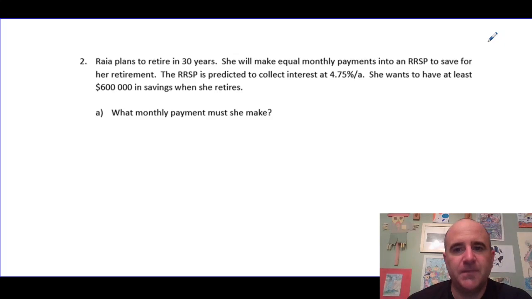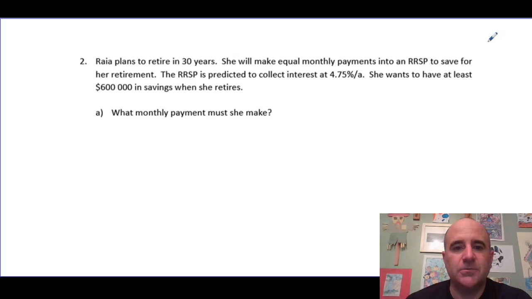Now, as I mentioned, I'll end up mentioning this a few times, we are going to look at retirement savings plans kind of on their own. I'm just introducing them a little bit at a time. For now, all you really need to realize is that an RRSP is a way of saving for your retirement.